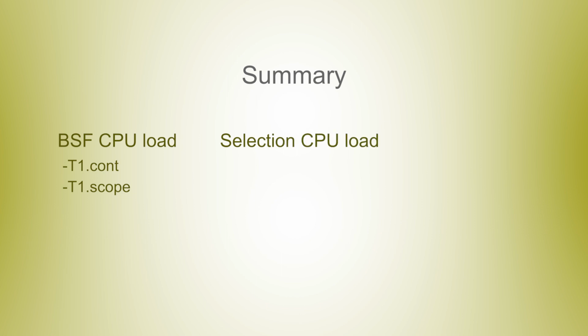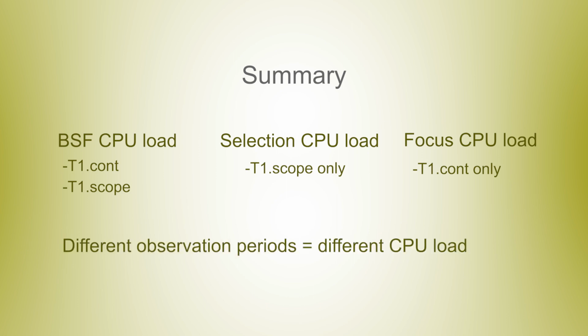In summary, in this video we have seen three different types of CPU load. The BSF CPU load, which can be calculated by T1 cont and T1 scope. The selection CPU load, which can be calculated by T1 scope only. The focus CPU load, which can be calculated by T1 cont only. The main difference between these was the different observation periods that were used to calculate the CPU load. Please keep in mind that the observation period for calculating CPU load is important, as it will greatly influence the calculated CPU load value.